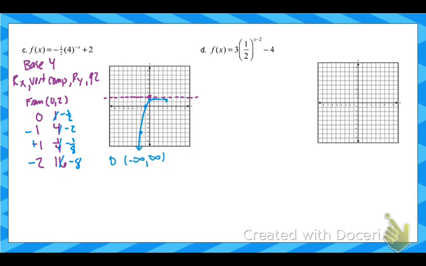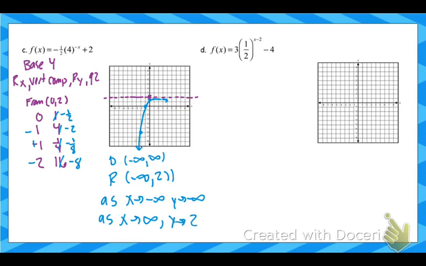Domain is negative infinity to infinity. Range is negative infinity to that asymptote. And then as x approaches negative infinity, as my x's get smaller, the y's are getting smaller. As my x's get bigger, the y's are approaching 2.